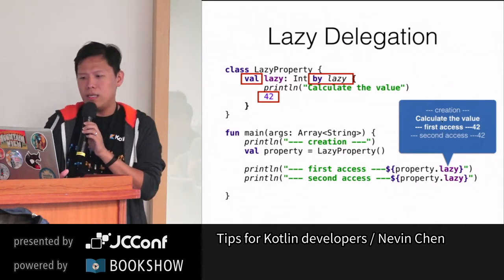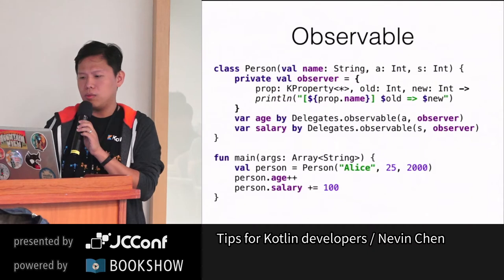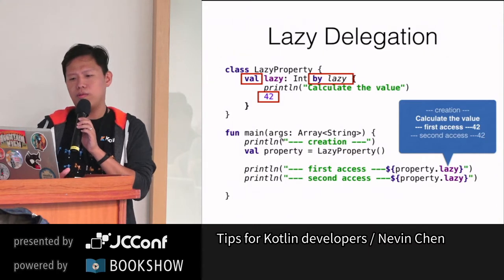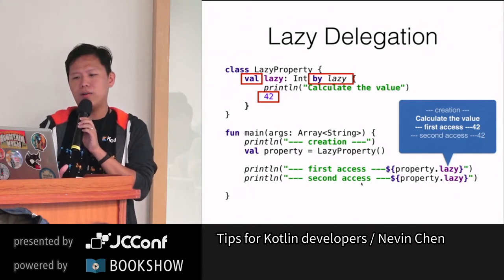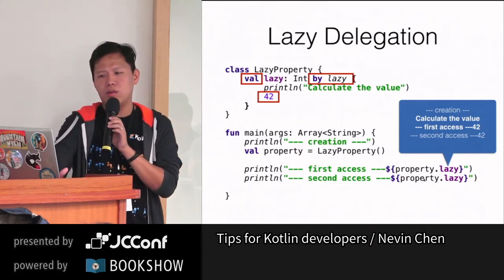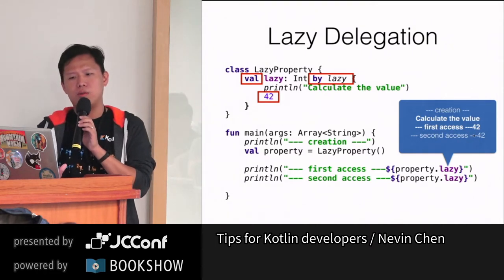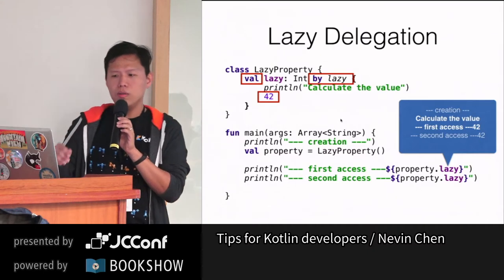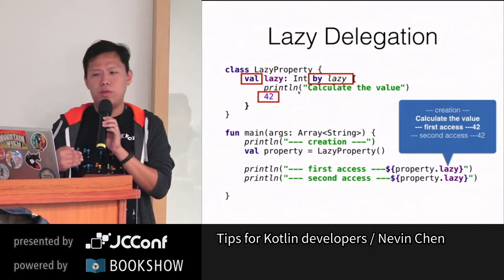And we found that it prints out "calculate the value", which is this line, and then prints out "first access 42". When I call it a second time, it will only print out "second access 42". Why? Because it will cache the value, so next time you will return directly.